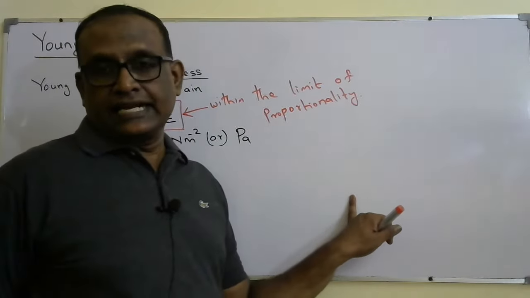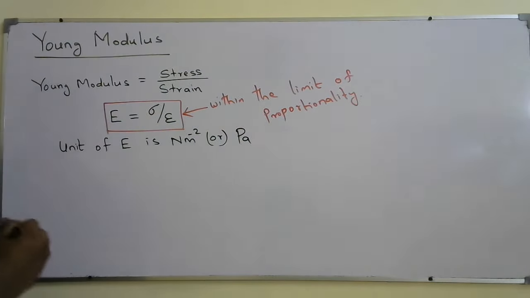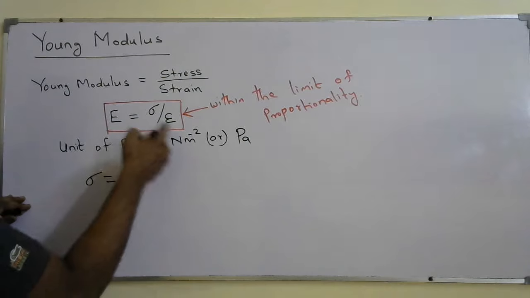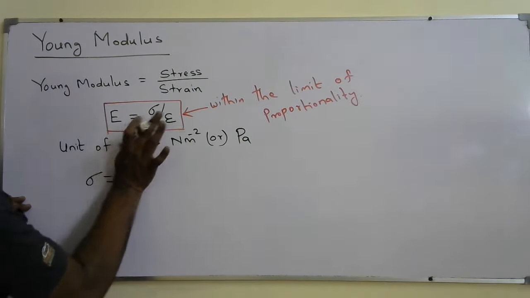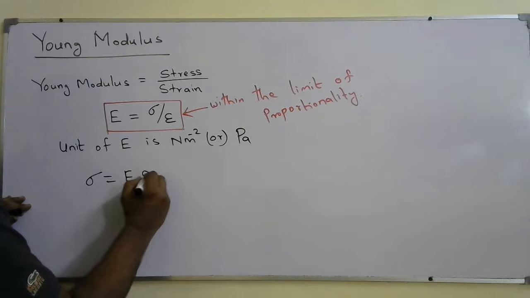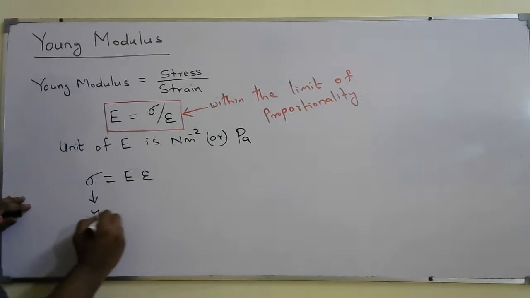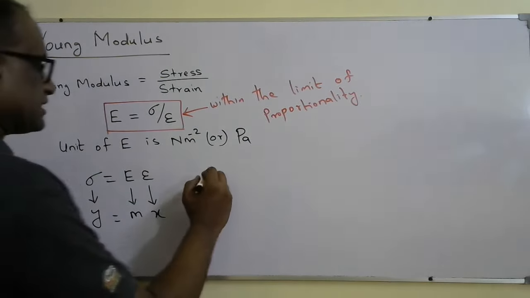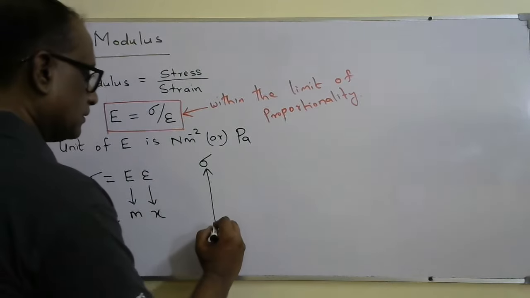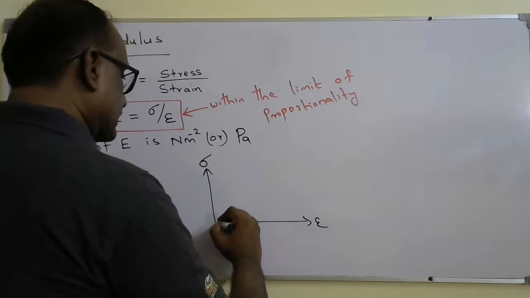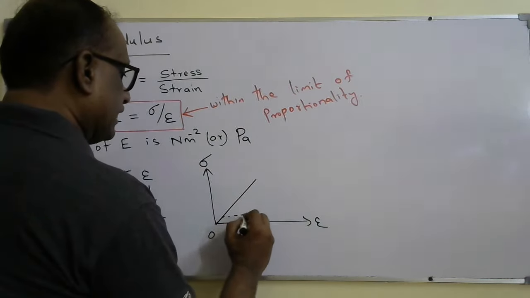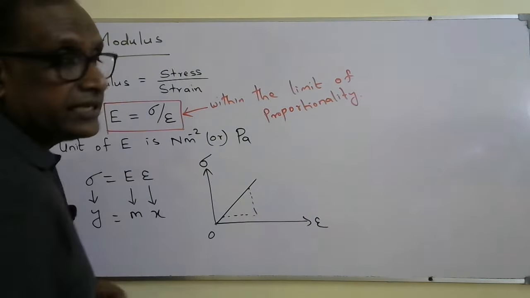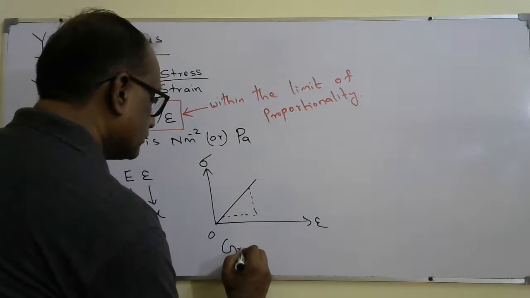So if you plot a graph of stress against strain, it will be a straight line through the origin. For example, we rearrange the equation such that stress equals, cross multiplying, Young modulus times strain. This is in the form y equals mx. So if you plot a graph of stress against strain, it will be a straight line through the origin. The gradient of the graph gives the Young modulus.